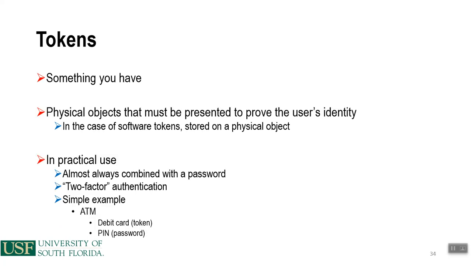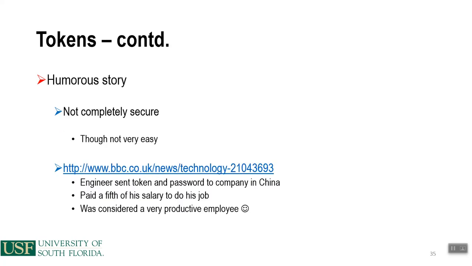Tokens, getting back to something that you know, something that you have, something that you are. Tokens are something that you have. They're physical objects that are presented to prove a user's identity. In the case of software tokens, they're stored on a physical object. In practical use, almost always combined with a password. So it's something called two-factor authentication. A simple example, we've all done this, is an ATM. A debit card is a token, and the PIN is the password.